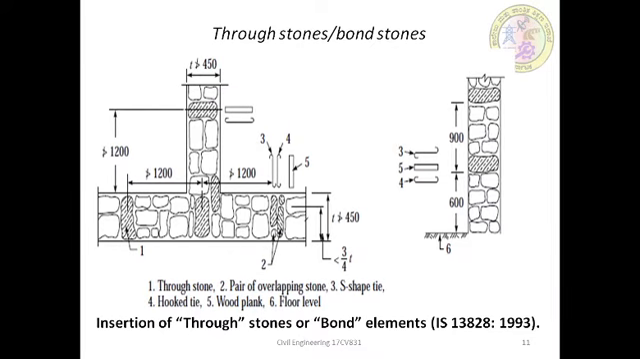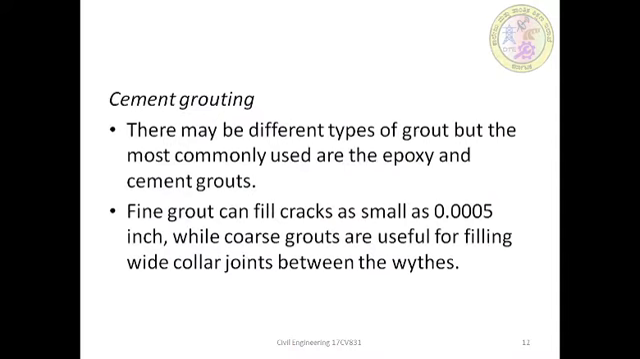Next one is cement grouting. So here grouting is most frequently used to repair and strengthen masonry walls having large voids or to fill the space between adjacent portions of the masonry. There may be different types of grout, but the most commonly used types are epoxy and cement grouts. Then the grout injection binds the inner and outer wythes together, establishing a composite action between them for an improved out of plane moment capacity.